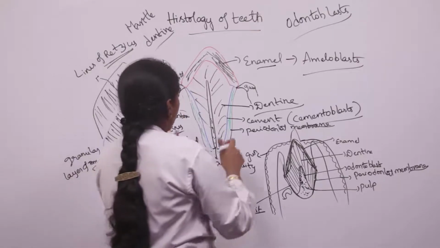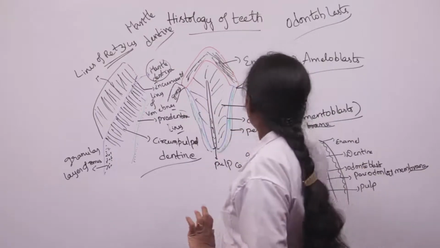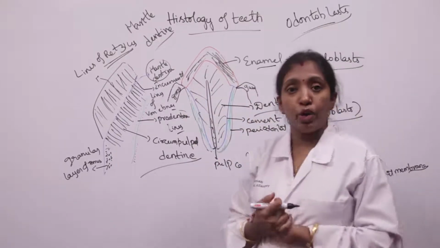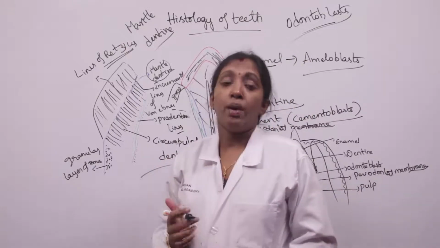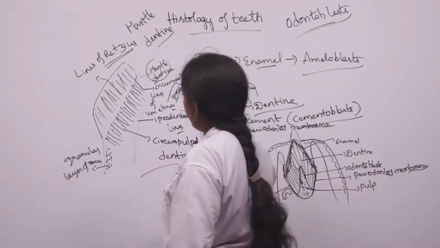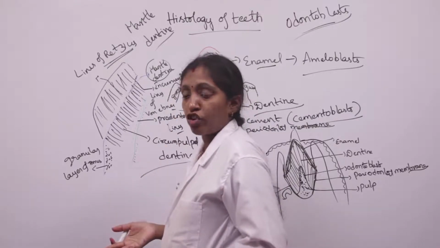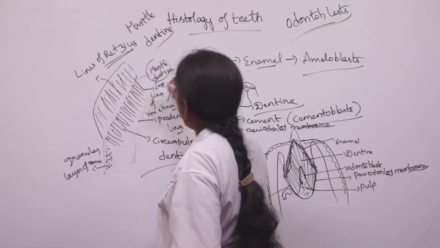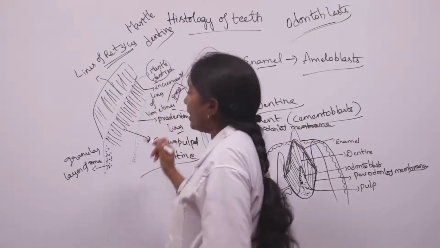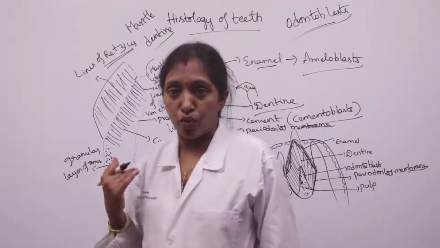Okay, then coming to the dentine. This dentine is deposited by the odontoblast cells, which are derived from the mesenchymal cells. These odontoblast cells form the dentine in layers like bone, and so we can see lines here in the dentine. We call these lines the incremental lines of von Ebner.